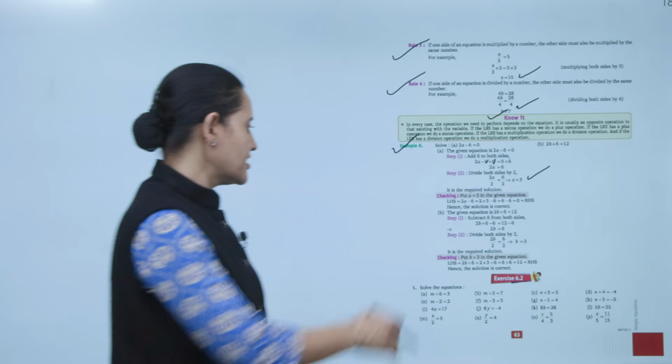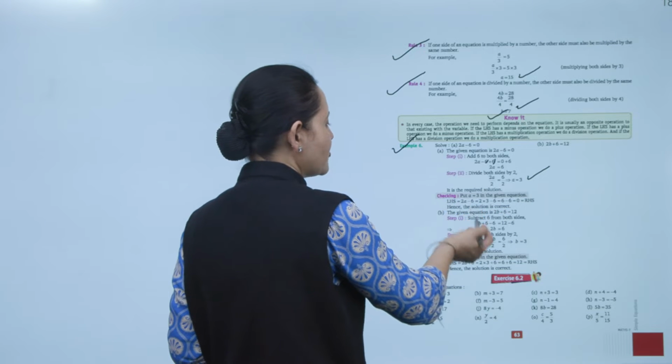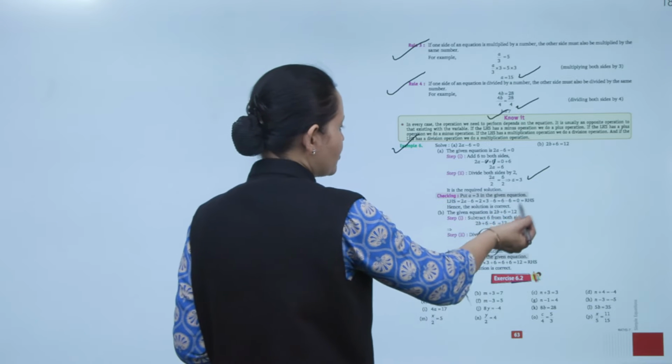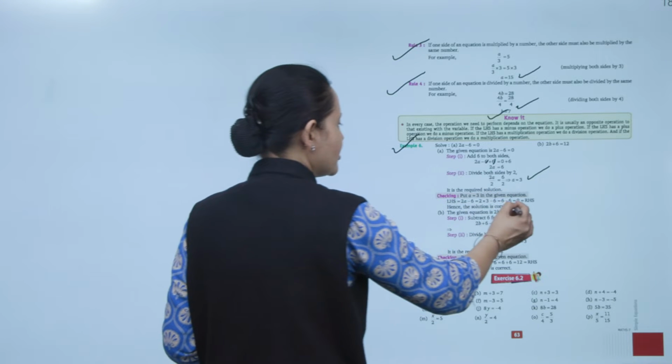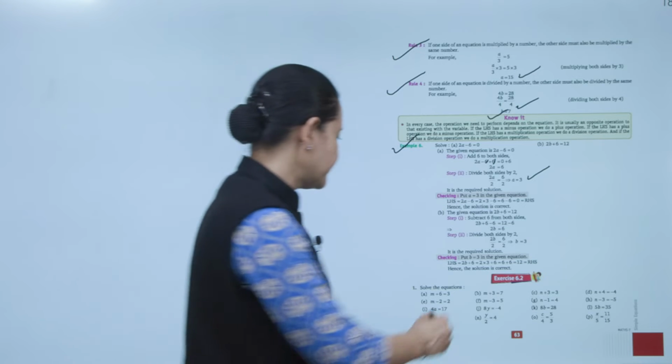Now we can check our answer. Put a equals 3 in the given equation. On the left-hand side, 2a minus 6, we will put the value a equals 3. So that is equal to 0. That is our right-hand side. Hence the solution is correct. Clear? Next is exercise 6.2.